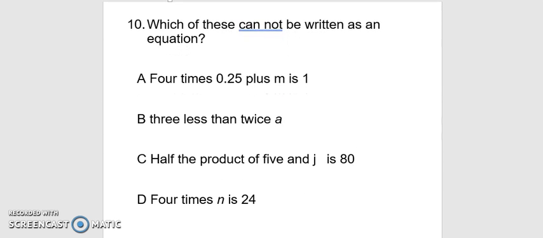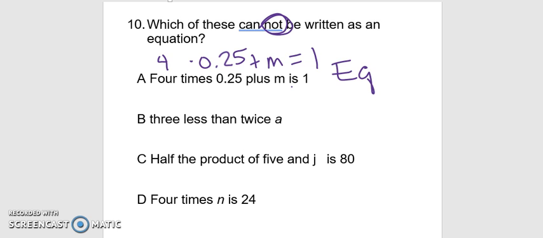Okay, number 10. Which of these cannot be written as an equation? Remember when we talked about expressions and equations, there were certain words that meant an equal sign, and equations must have an equal sign. Expressions do not. So letter A says 4 times 0.25 or 25 hundredths. That's 4 times 25 hundredths plus m is, says equals, and that's is equal to 1. So that is an equation.